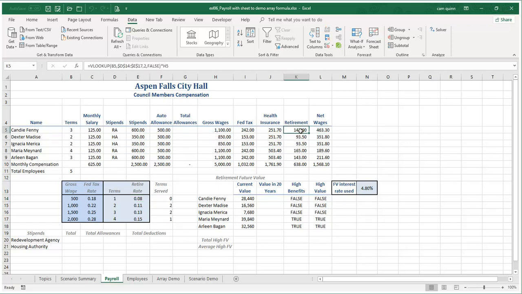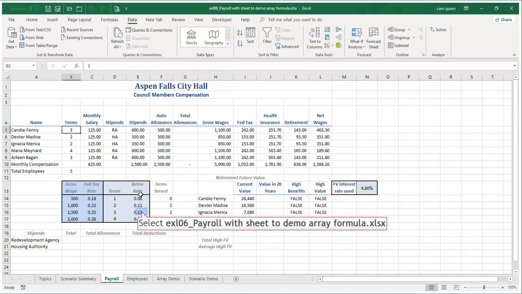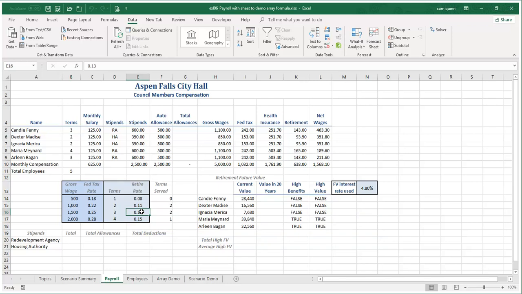All right, so let's go back through that again. My retirement amount is based on my gross wages times the retirement rate, and that's based on my term. So for a 3-term, my retirement rate is 13%. I'm getting paid $1,100. If that rate was to change, then my retirement changes, and my net wages go up because I'm paying out less money on my benefit.